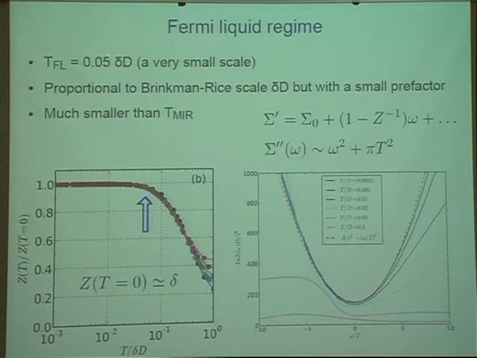It's proportional to the doping, but with a really small prefactor, much smaller than, if you want, the Brinkman-Rice scale. The way we determine this Fermi liquid temperature precisely is to look, for example, at Z divided by Z taken at zero temperature. We look at this as a function of temperature, and all the curves collapse. What you expect for a Fermi liquid is that Z, which is the quasiparticle weight, is independent of temperature. So you get something really flat, and where it deviates sets this Fermi liquid scale.